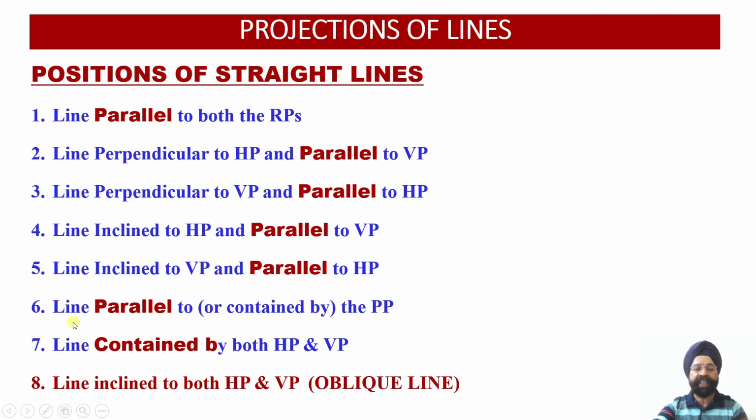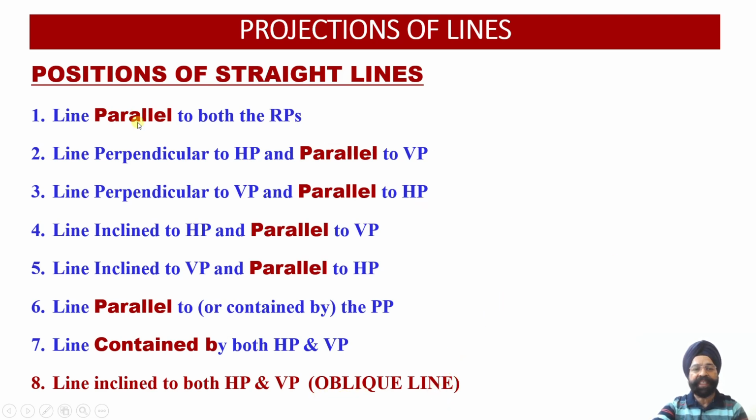Then the sixth case is the line parallel to or contained by the profile plane. Then the seventh one, the line contained by both the horizontal plane and the vertical plane. And finally, the line which is inclined to both the horizontal plane and the vertical plane, and this type of line is called an oblique line.